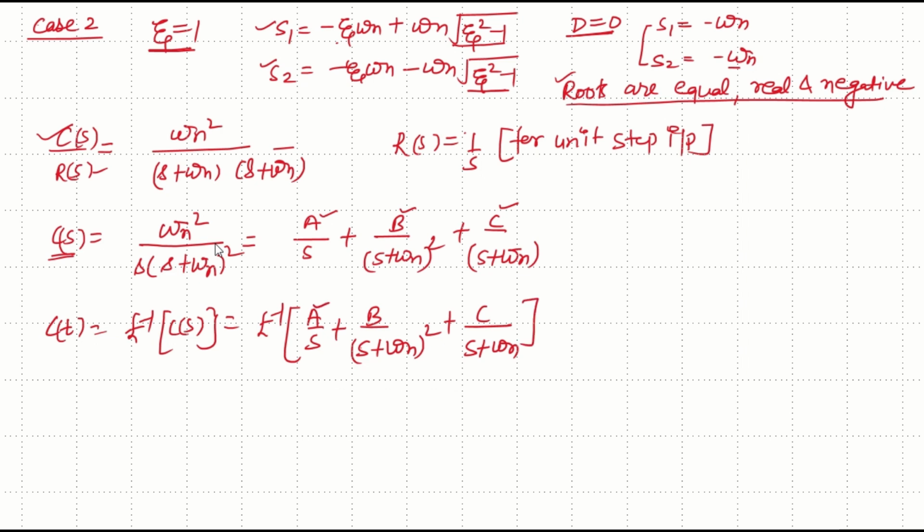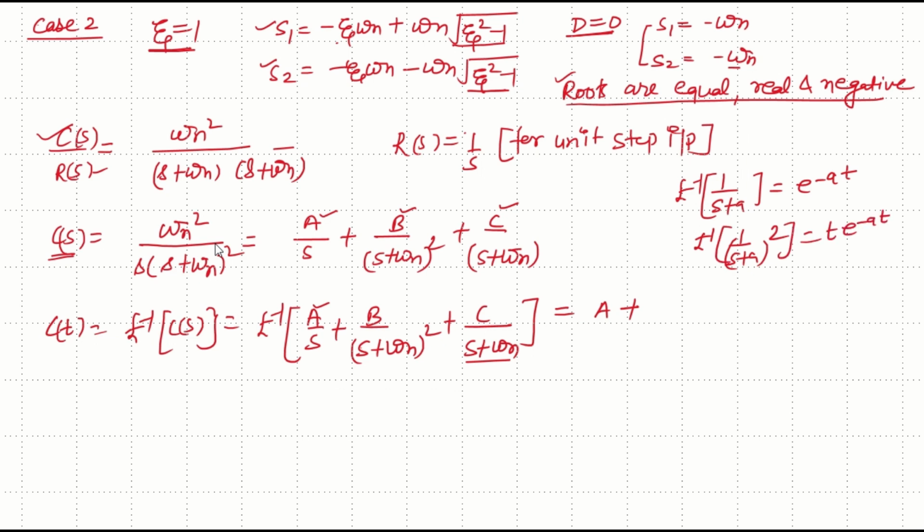Now the inverse Laplace of a by s is a, plus the inverse Laplace of c by s plus omega n, which we know. Let me write it here: the inverse Laplace of 1 upon s plus a is e raised to the power minus at, and the inverse Laplace of 1 upon s plus a whole square is t times e raised to the power minus at.